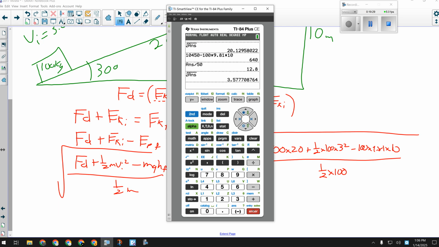Okay, so a little tiny bit faster than it was at the bottom. That's a little more reasonable. Okay, everybody all right with that? Okay, so work energy theorem problems. Work's a change in energy. Force times distance equals the change in energy. Manipulate and solve.